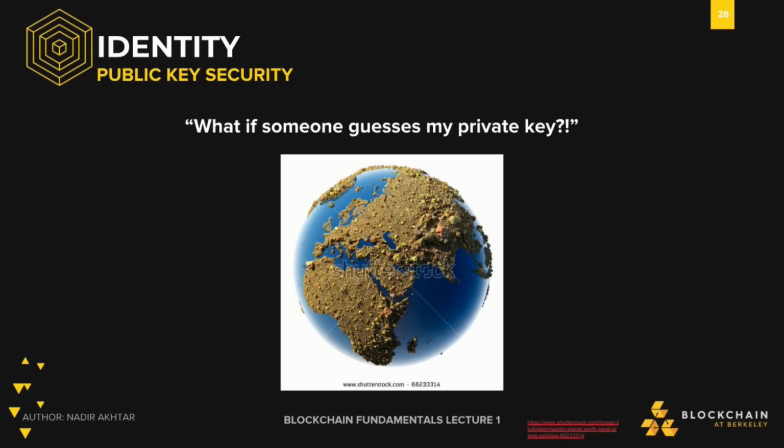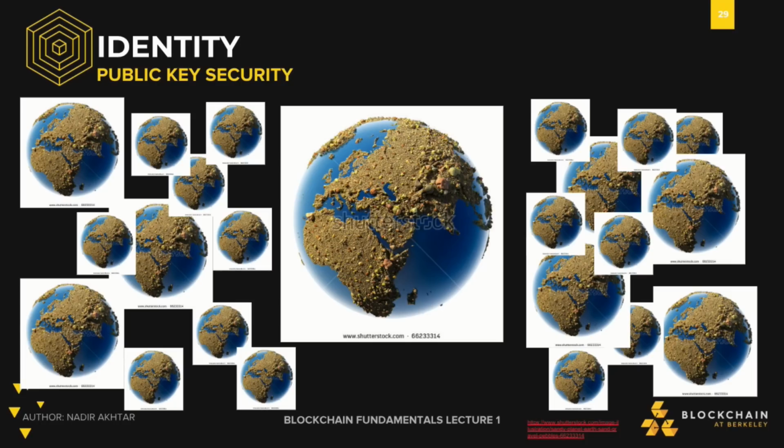All right, so what if someone guesses my private key, or what if someone has the same private key as me? Well, I have this picture of the globe. This is the Earth, and there are a lot of grains of sand on the Earth. Asking what if someone guesses my private key is a little bit equivalent to saying, let's say everyone picks a random grain of sand on the Earth. But it's actually, what if for every grain of sand on Earth, there was another Earth with all the same grains of sand? So it's a lot of grains of sand.